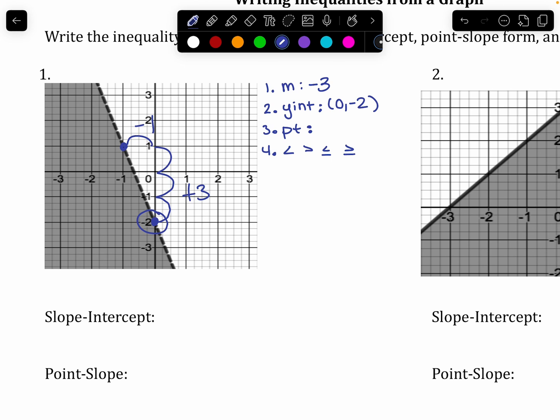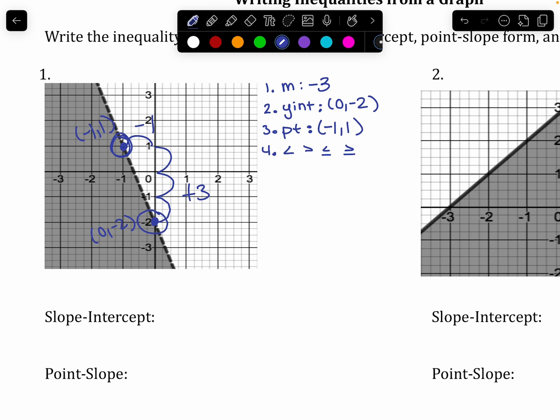And then I need a point on my graph. You are always welcome to use the y-intercept. I think some teachers prefer you to use the y-intercept, but you could also use this coordinate over here, which is (-1, 1). It does not matter which one you choose. I'm going to choose (-1, 1) just because that's what I want to do.